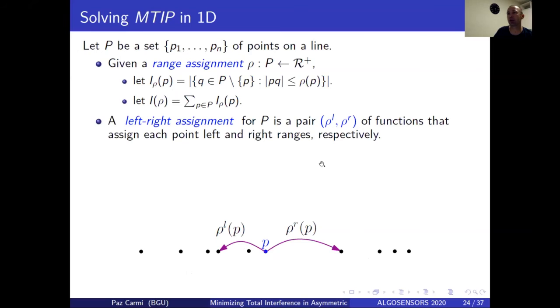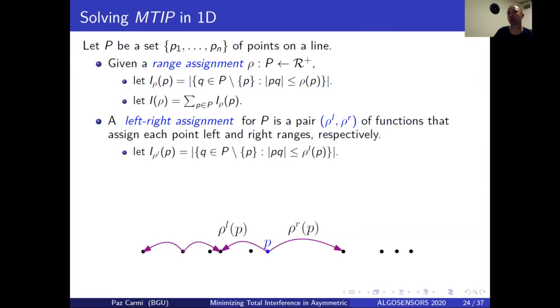A left range assignment for P is a pair rho L and rho R of functions that assign each point left and right ranges respectively. So here we're going a little bit in a weird way. Instead of using the range assignment, we split it into left and right. Even though it's not intuitive, we will see that this way allows us to get some structure on some optimal assignment that is restricted to such range. We will elaborate on this in the following slides.